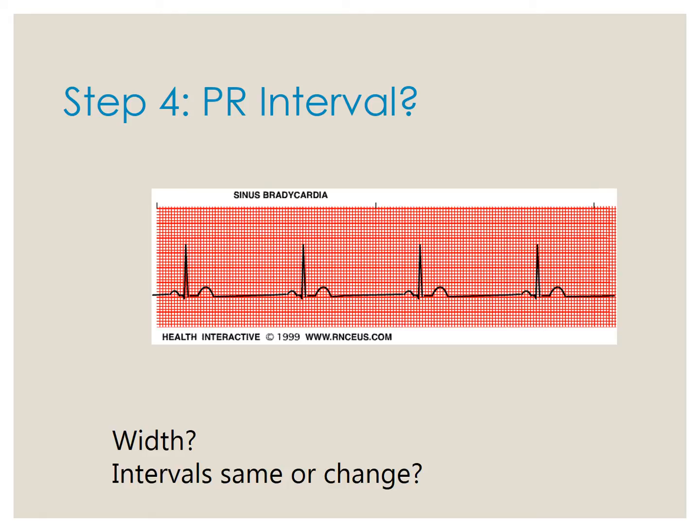So the PR interval, again, we're going to do this in class, but you'll measure from the beginning of the P wave to the beginning of the QRS complex, and you're going to measure the width. And remember, the width should be 0.20 seconds or less for it to be normal. And then you're going to do that for each one to see if the intervals are the same or if sometimes they change. Just eyeballing the strip here, this looks like they are normal and they are at a regular interval.